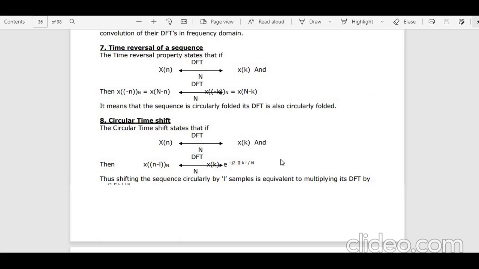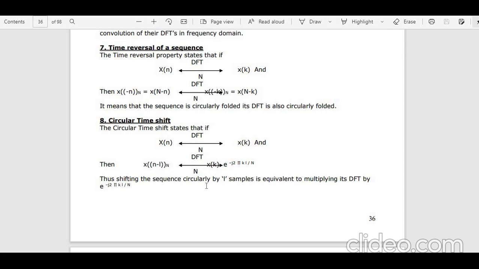Next part is circular time shift. How do we apply the time shifting? The circular time shift states that if x1 of n has the discrete Fourier transform X of k, then x of n minus l, as you can see here students, is n minus l modulo N, where capital N is nothing but the number of samples.